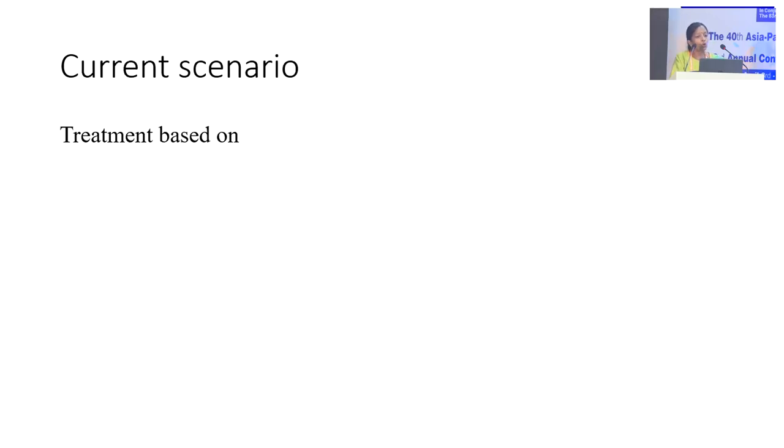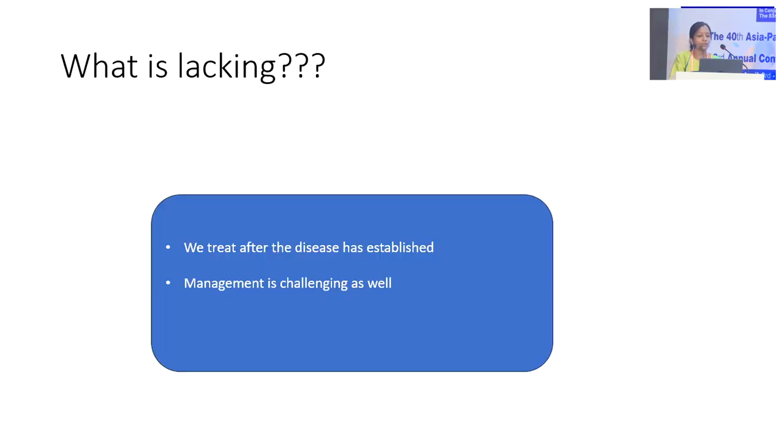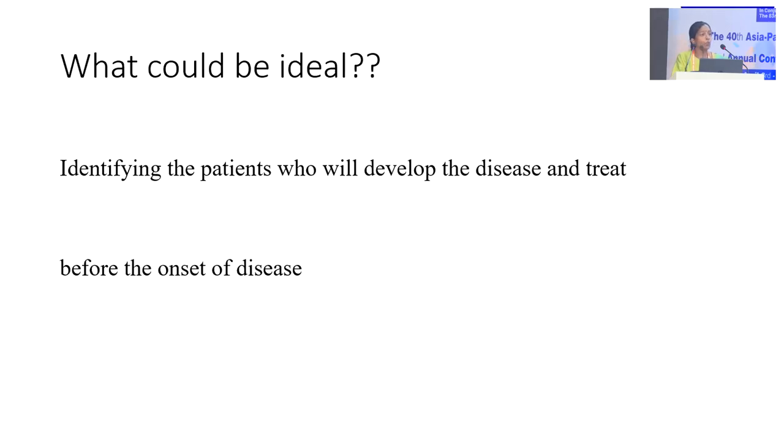In the current scenario, we diagnose the disease, do an activity scoring, do a severity grading, and treat the patient with steroids, immunosuppressants, radiotherapy or targeted therapies. But most people who treat thyroid eye disease know that treatment is not as simple as we explain in PPTs. It is very difficult because the disease keeps recurring, so management is very challenging. What could be ideal is to identify the patients who will probably develop a very severe or active disease before the onset of the disease.